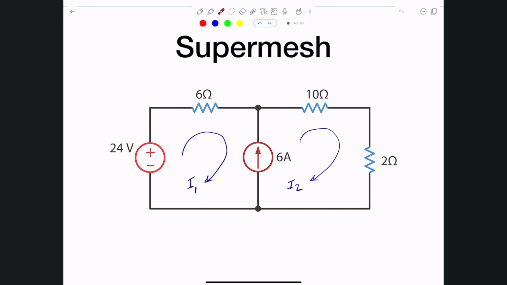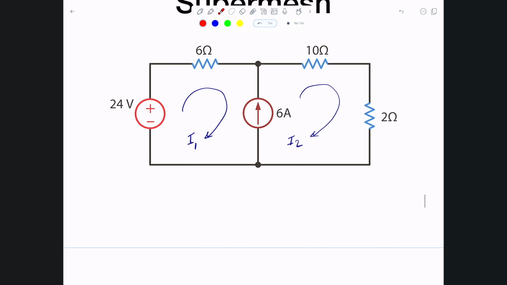Well, as it turns out, in this particular case, 6 is neither equal to I1 directly nor I2. As it turns out, I2 and I1 both get somehow constrained by that 6 amps. So let me write the mesh equations, two mesh equations in here, since we have two meshes.